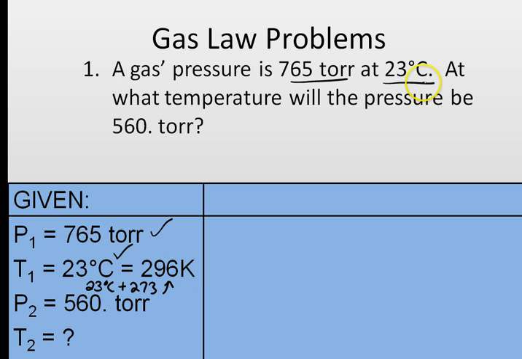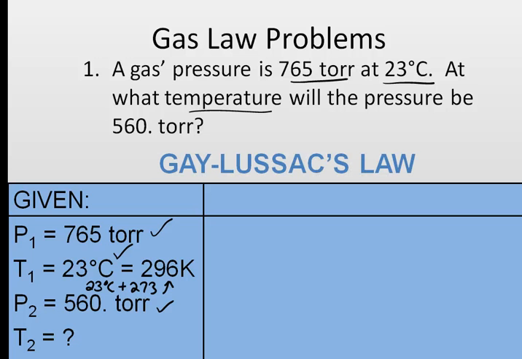So you must use Kelvin while you're doing the calculation. And the pressure later is 560 torr. We want to know what the new temperature will be at that pressure. So that is what we're solving for. So you should be able to think about, okay, this is Gay-Lussac's law. And then think about the equality for that. And so this is P1 over T1 is equal to P2 over T2.